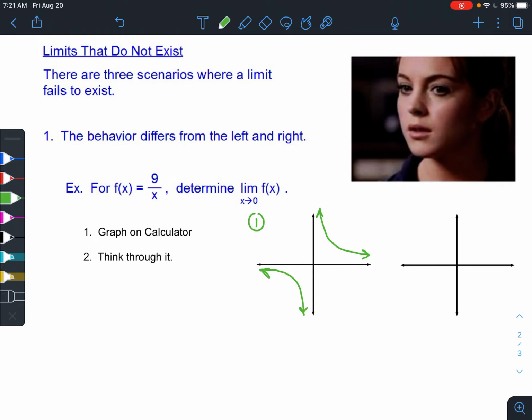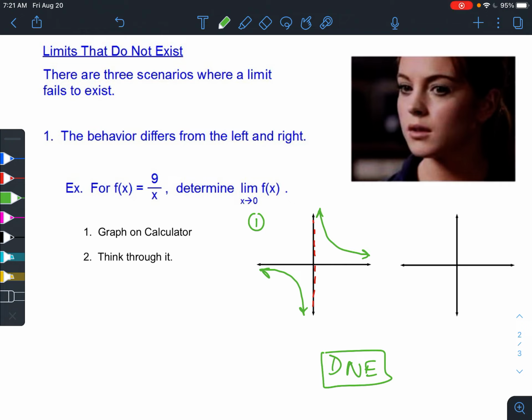Now, we can clearly see that as we approach x equals 0, which is, effectively, the y-axis right there, on the right side of our graph, that thing's heading towards positive infinity. On the left side of the graph, the function is heading towards negative infinity, so that's clearly why we have a does not exist scenario there.